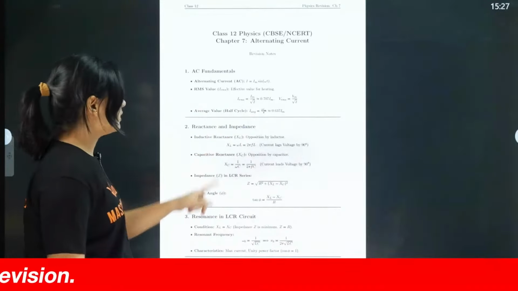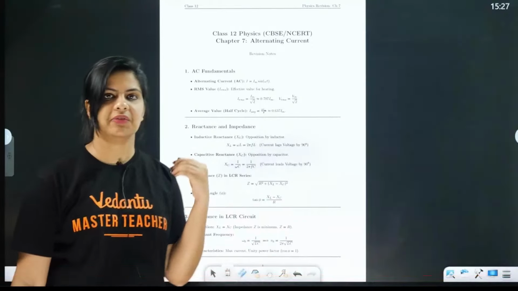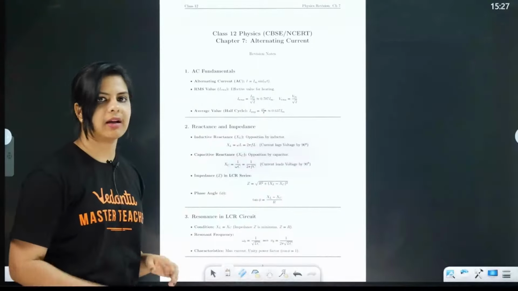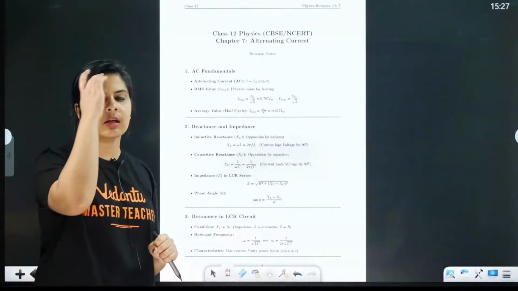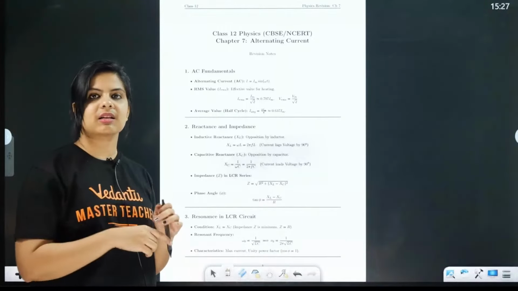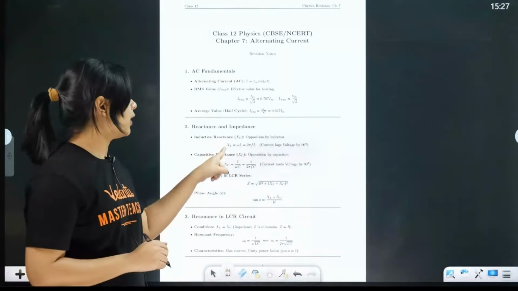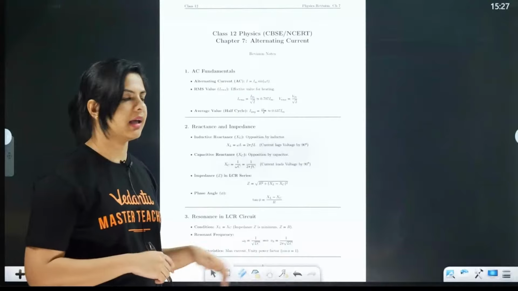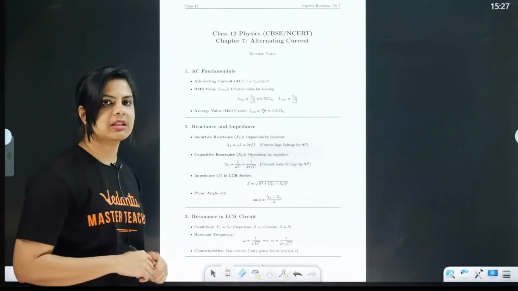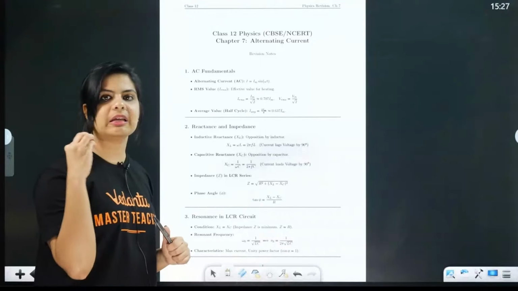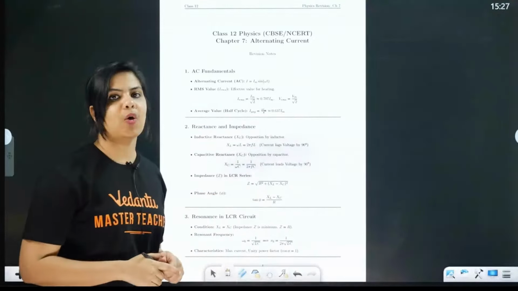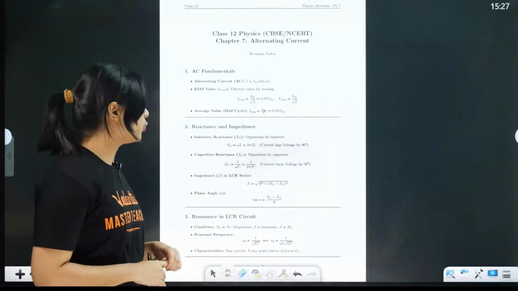That's it. Next we have the pure inductive and capacitive circuits. First we should know inductive reactance. Reactance will oppose the current: if current is flowing through the inductor, it will provide a resistance, and that resistance is inductive reactance. Its value XL is equal to omega L, which is equal to 2 pi FL. Understood? Next, capacitive reactance. The capacitor also gives some sort of resistance, and that resistance XC is equal to 1 by omega C, which is 1 by 2 pi FC.